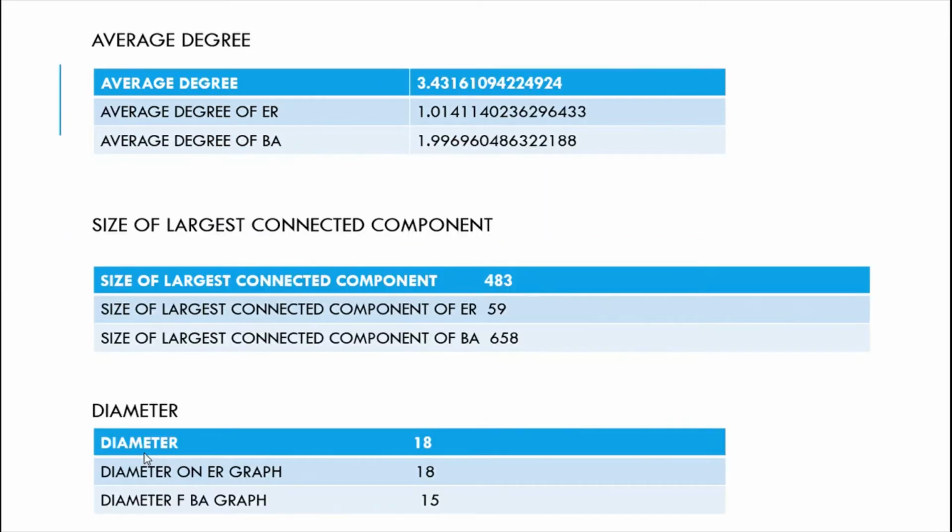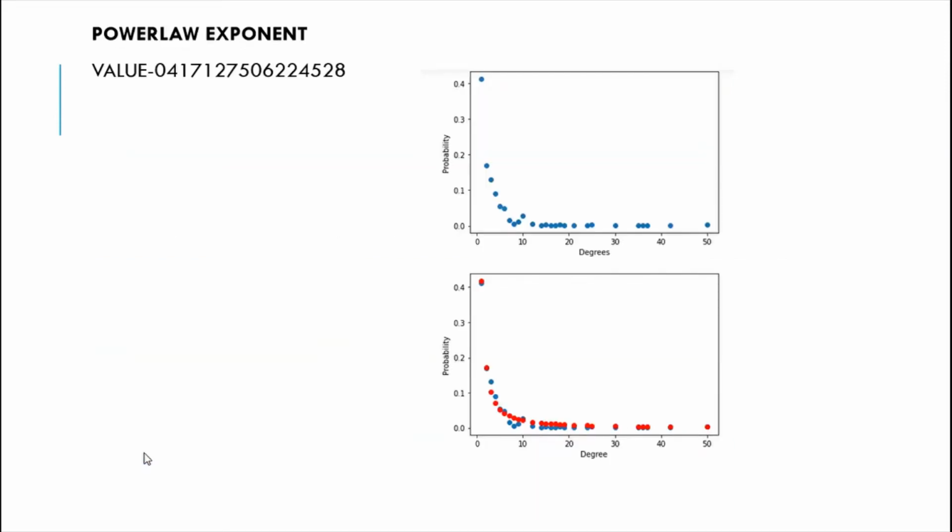Average degree: I found the average degree by adding all the degrees and dividing by the number of nodes. So the average degree was 3.43161, for ER 1.01411 and for BA 1.9969. The size of the largest component was 483, for the ER graph it was 59 and for the BA graph it was 658. The diameter was 18, for the ER graph it was 18 again and for the BA graph it was 15.